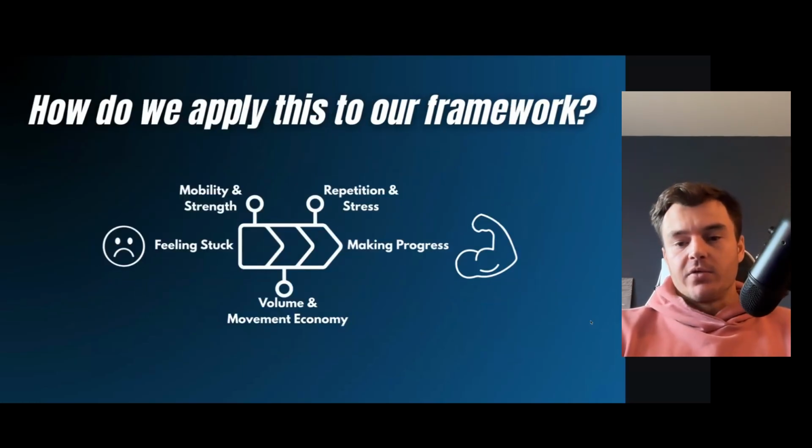So we've gone over this framework before in the past, and we're just going to look at how we can apply this framework to our energy systems training.